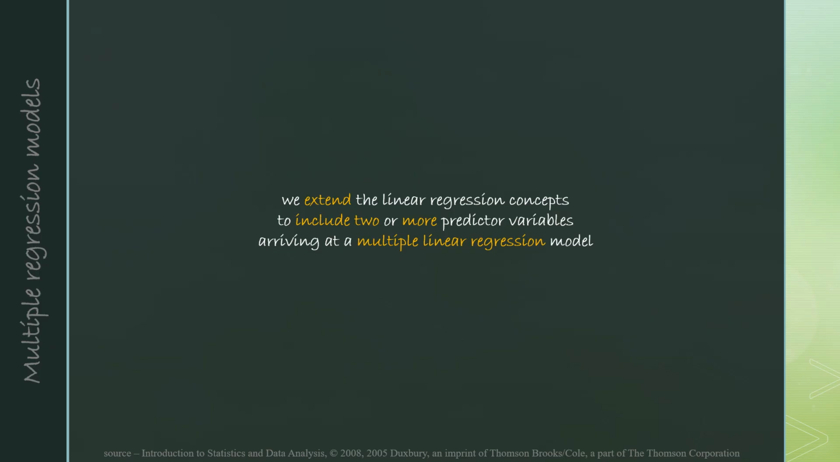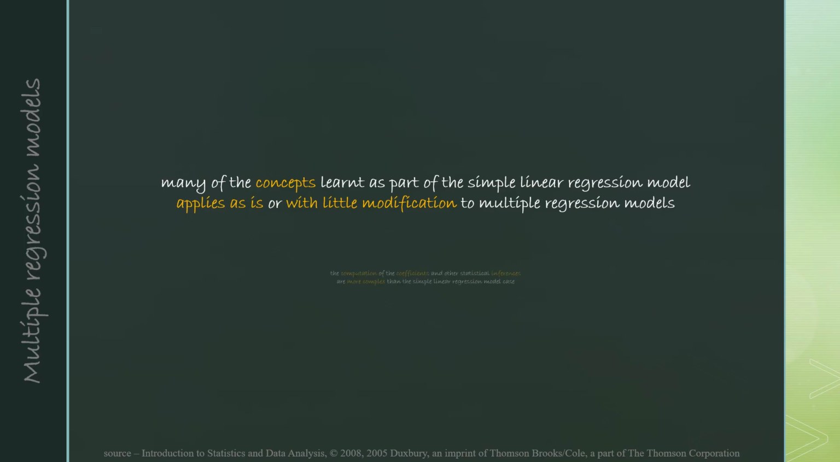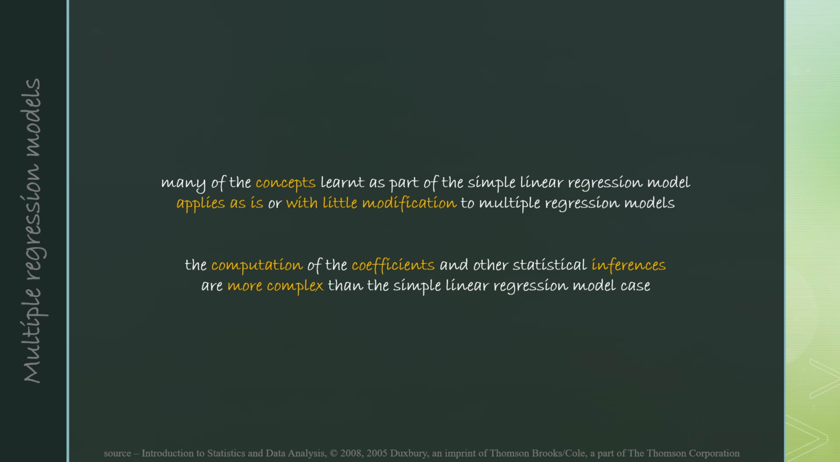In this lecture, we extend the linear regression concepts to include two or more predictor variables, thus arriving at a multiple linear regression model. Interestingly, many of the concepts learned as part of the simple linear regression model apply as is or with little modification to multiple regression models. However, the computation of the coefficients and other statistical inferences are more complex than in the simple linear regression model case.